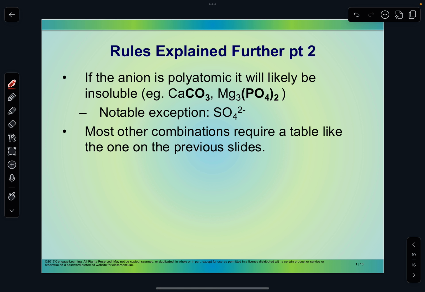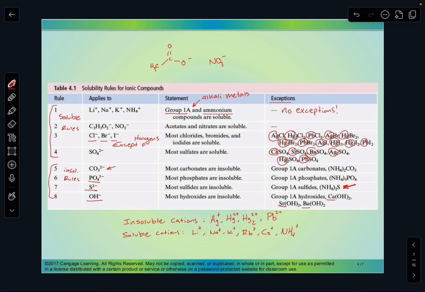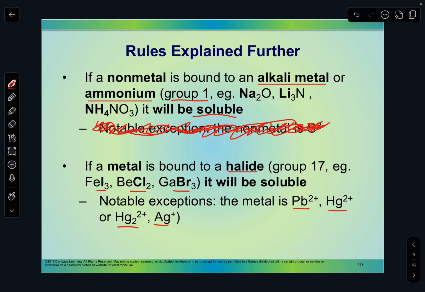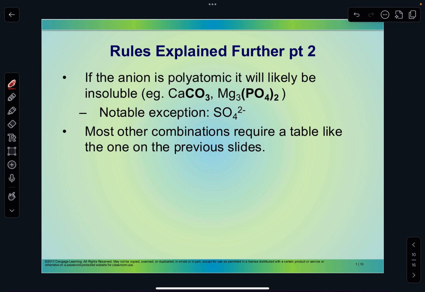If you have a polyatomic ion, it will likely be soluble. Really, if you have a polyatomic ion, it's best to just check. It'll likely be insoluble. That is going to be carbonates and phosphates, with notable exceptions SO4 2-, and I'm actually going to include NO3- there because nitrates are also going to be soluble.